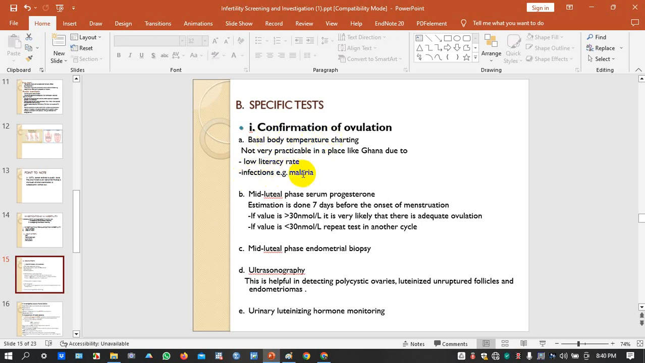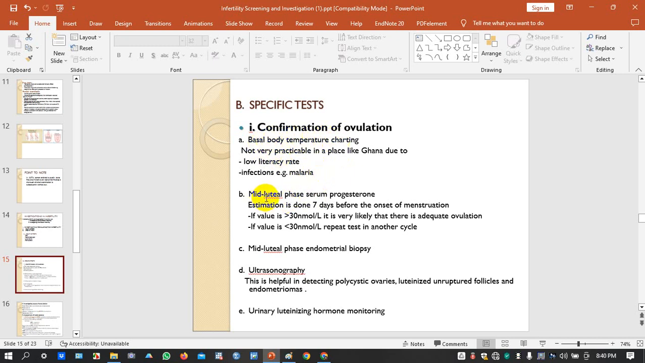And also because of malaria, malaria leads to parasitemia, it leads to high body temperature and the rest. So when malaria is frequent or has a very high prevalence in sub-Saharan Africa, it becomes difficult to chart the basal body temperature.